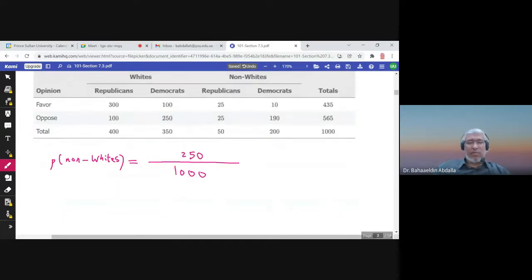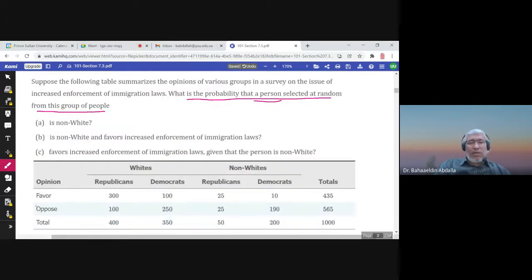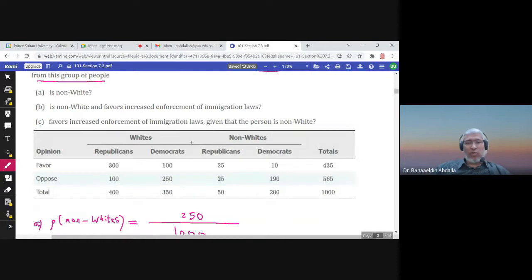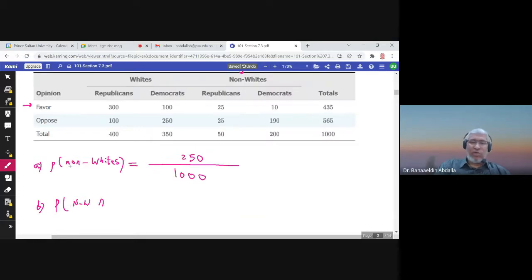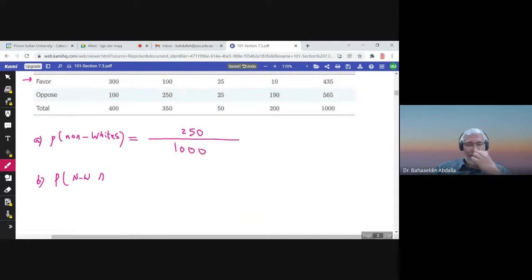This is A. B is non-white. What's the probability that this person is non-white and favors increased enforcement of immigration laws? Favor, this is favor, and non-white. So he's asking about the probability of non-white, and you write it as an intersection, or you just say and favor.